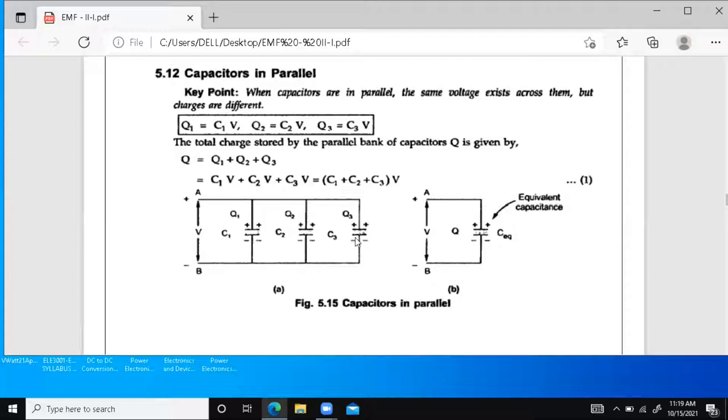So for capacitors in parallel, it is similar to resistors in series. And this is why. When capacitors are in parallel, the same voltage exists across them, but the charges are different. So the equivalent capacitance for a number of capacitors in parallel is C1 plus C2 plus C3 times V.